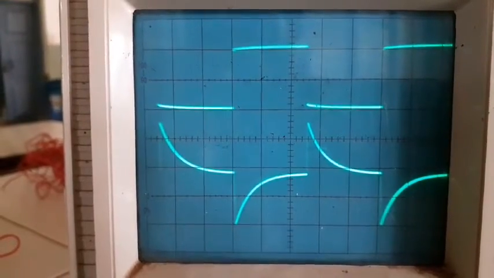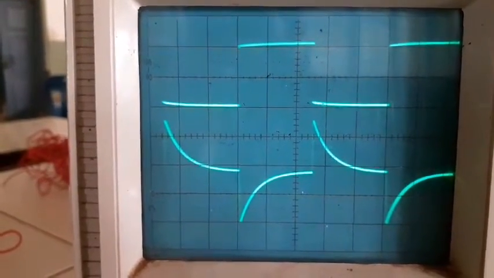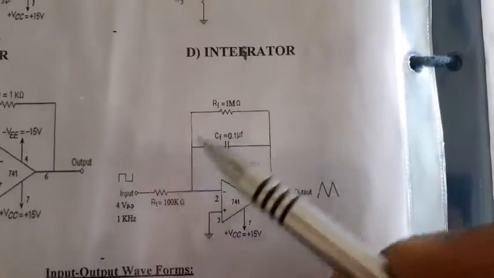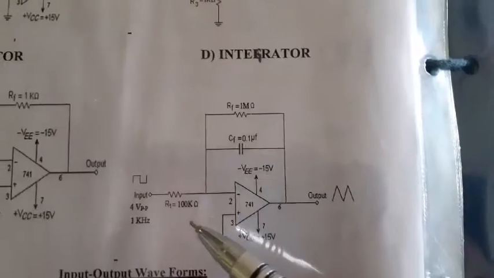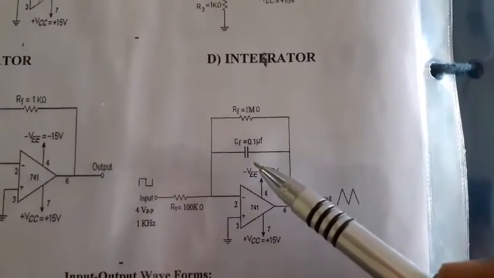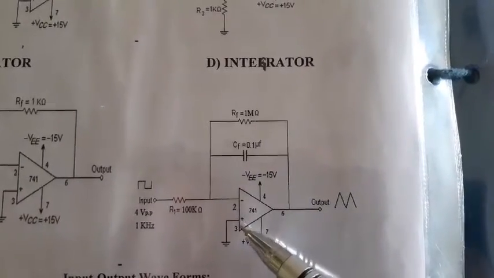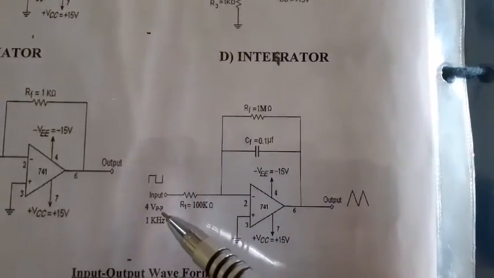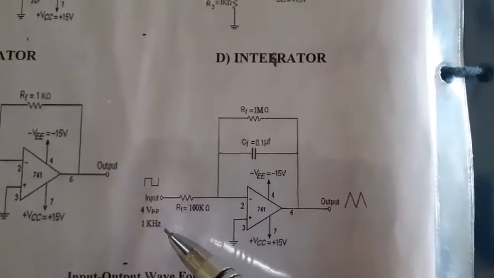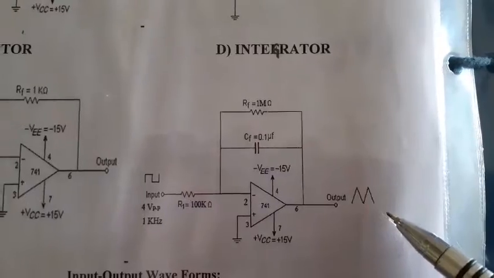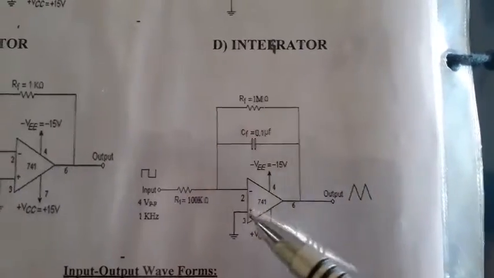Next, let us do with the integrator. Okay, now let us do integrator. This is our integrator circuit. As you can see, we have one input resistance, one feedback resistance and one feedback capacitance. Non-inverting terminal is directly grounded. If we give square wave as input with 4 volt peak to peak voltage and 1 kilohertz frequency, you will get a triangular waveform. We will see its output on CRO.